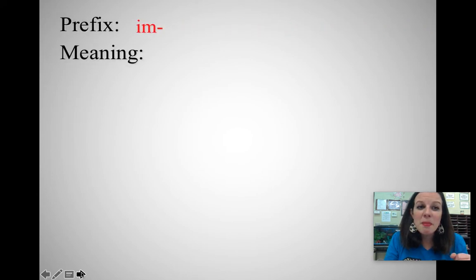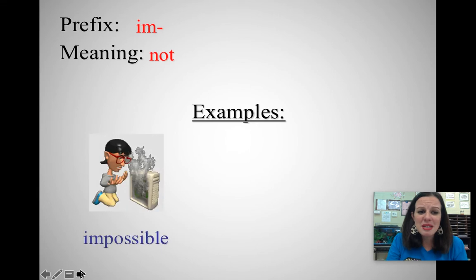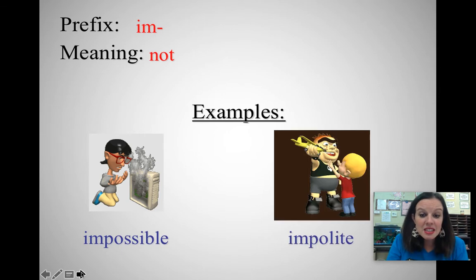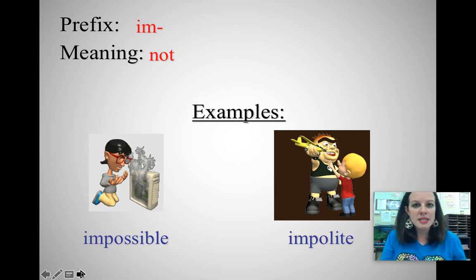So here are some common prefixes. Im. The meaning of im is not. And here's some examples. Impossible, like this is impossible to fix. Impolite. Ooh, that bully is not being very polite, which makes Miss Morris upset.